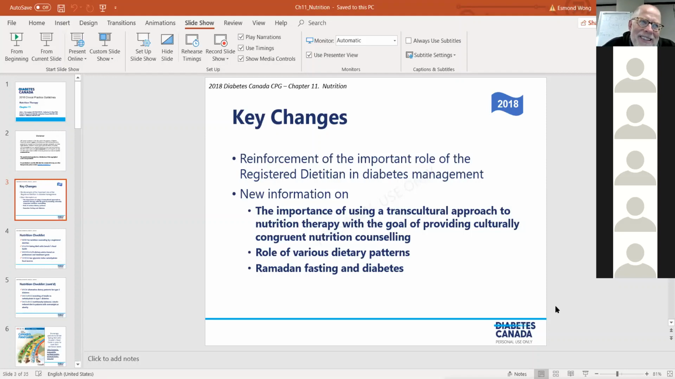So I know that the guideline says if you're on insulin, like a basal bolus insulin, you're considered high risk rather than very high risk. So officially, people on basal bolus insulin should be discouraged from fasting for Ramadan. That's the official stance. My stance is as long as they're well controlled, they can do it safely. And I've got patients that I recommend that.